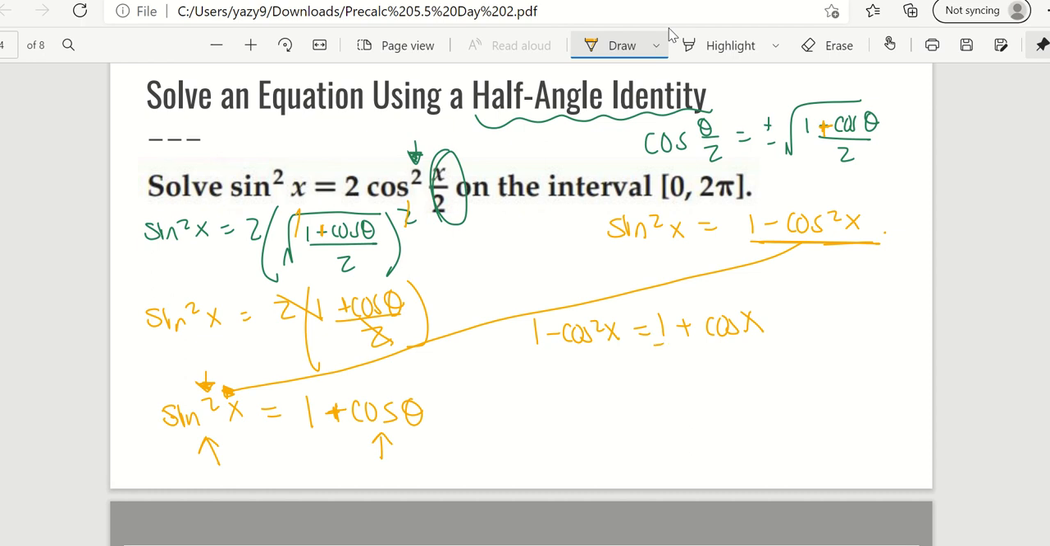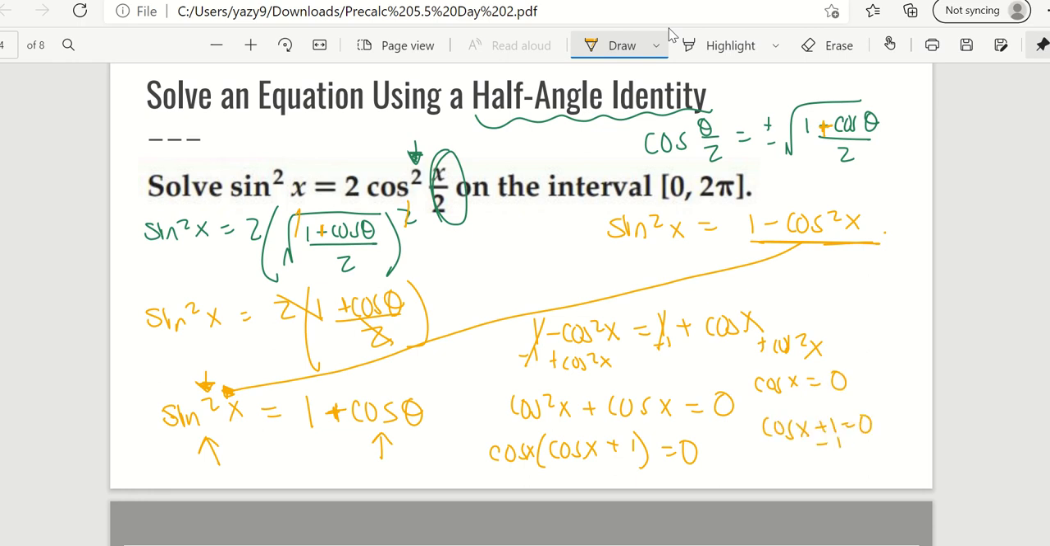All right, I'm going to minus 1, that goes away. So I'm going to plus cosine squared x on both sides. So I have cosine squared x plus cosine x equals 0. And now I can factor. I have cosine x times cosine x plus 1 equals 0. So I have two equations here. One is cosine x equal to 0, and one is cosine x plus 1 equals 0, which means that cosine of x is equal to -1. So whatever angles make these values true is my answer.